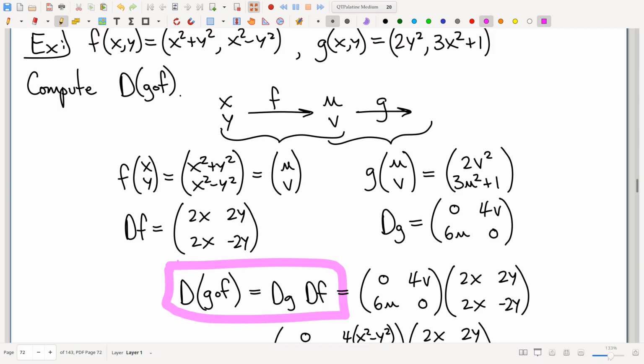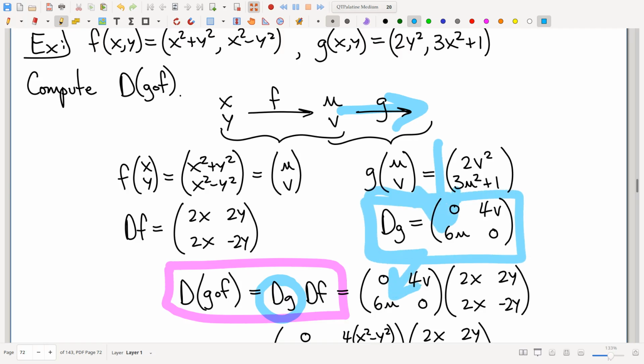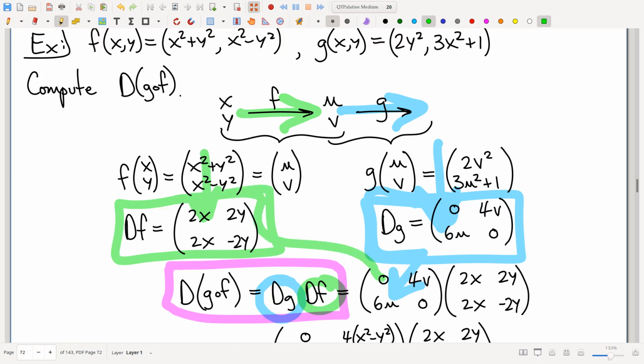Take the appropriate derivatives. Don't forget the one that's on the left in the algebra is the one that's on the right in the diagram. So what you get by taking that derivative has to go on the left. And the function that in the diagram is on the right, its derivative goes on the left. The function that in the diagram is on the left, its derivative matrix is on the right.